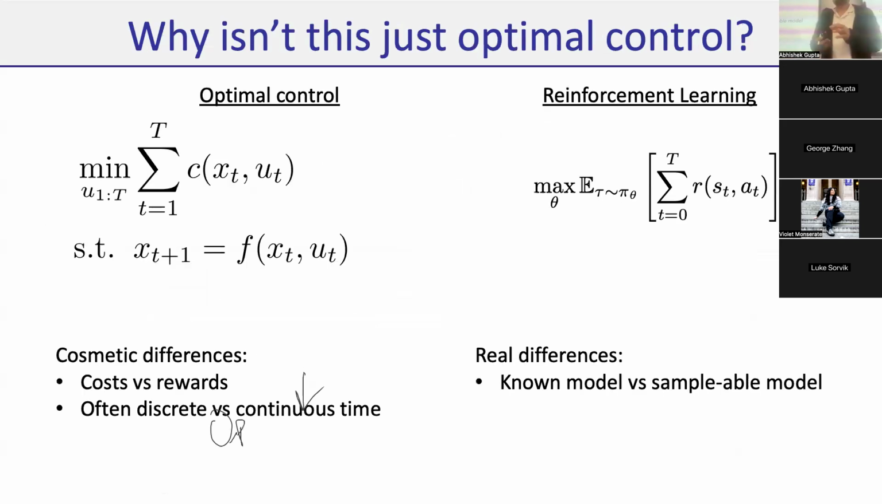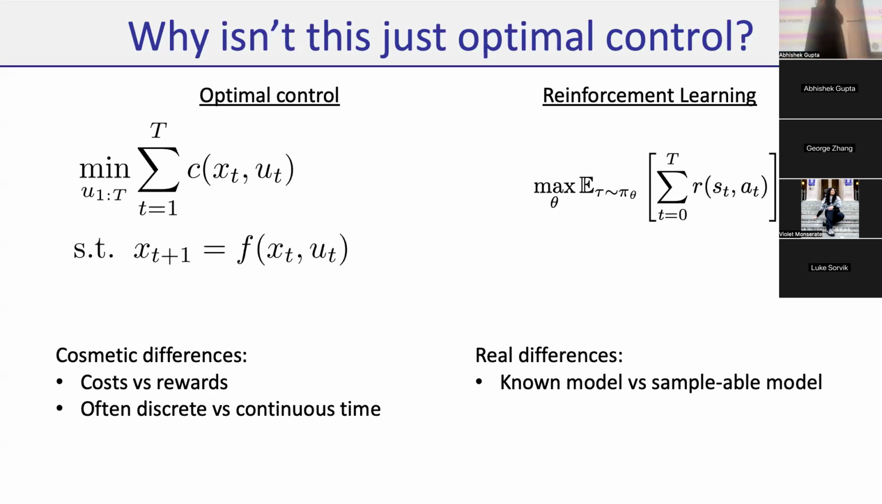So with that in mind, let's ask, why isn't this optimal control? It sounds exactly like optimal control, and there are some differences. The primary difference between optimal control and reinforcement learning is that optimal control assumes the model is known, and reinforcement learning assumes that the model is not known, but you can draw samples from it. There are other differences, like minimizing cost versus maximizing reward, or continuous versus discrete time, but those don't matter as much. The main thing is whether you assume the model is known or not.